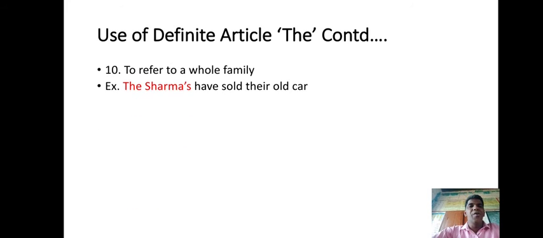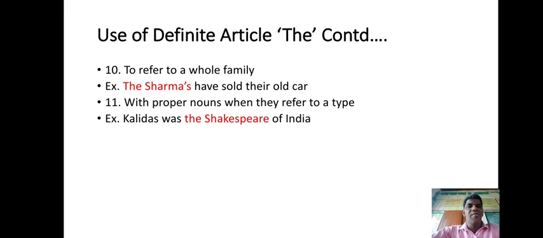Then when we refer to a whole family, we use the article the. For example, the Sharmas have sold their old car. So here Sharmas means the Sharma family, and that is why it is preceded by the article the. Similarly, you can write the Chaudharis, the Dikshits, or the Malhotras. So when we refer to a whole family, we write the article the.